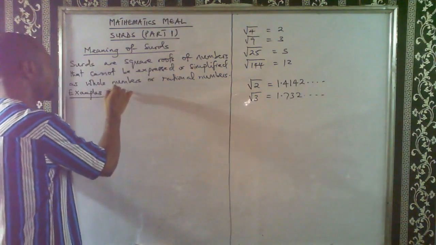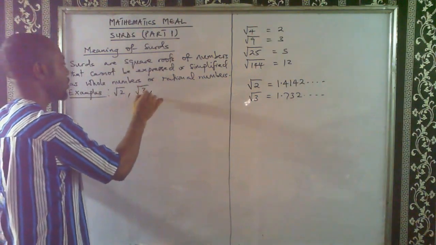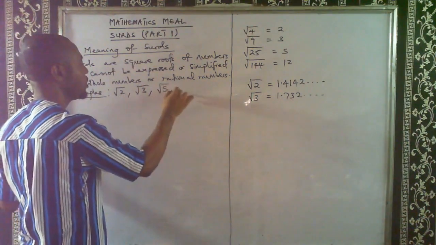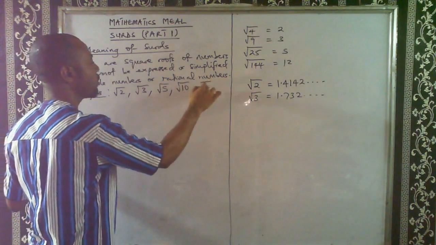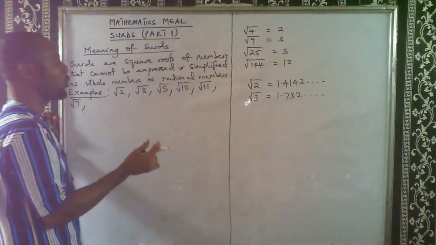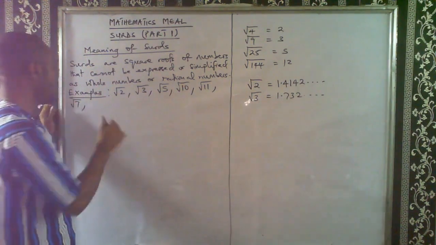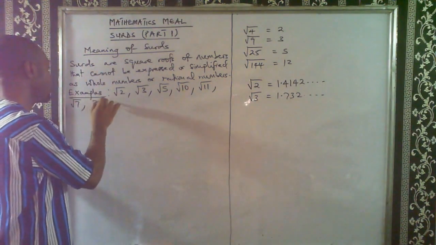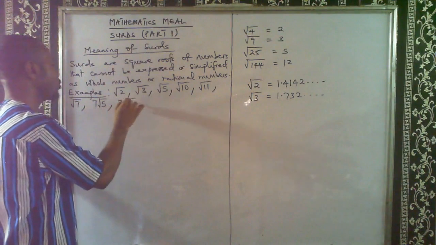We have square root of 2. The first one we have written, the square root of 3. We have square root of 5, square root of 10, square root of 11, square root of 7. We can also have a whole number and a surd joined together. So we can have 7 root 5. We can have 3 root 2.